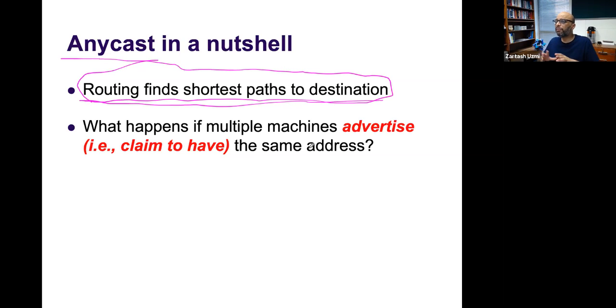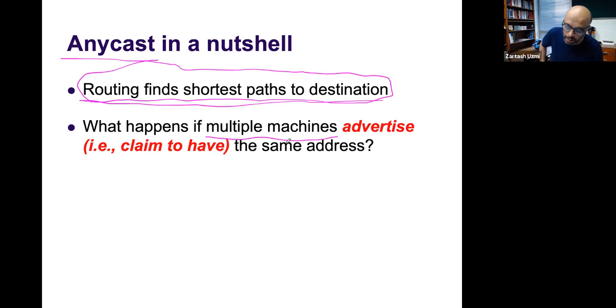What if multiple machines could be possible correct destinations? So this guy has an IP address and another guy has the same IP address. One guy in Pakistan has that IP address, and one guy outside Pakistan has that same IP address. You can reach either of those machines if they are providing the same service to you. That is the case with the root name server.